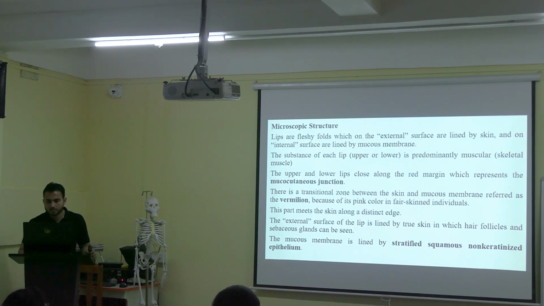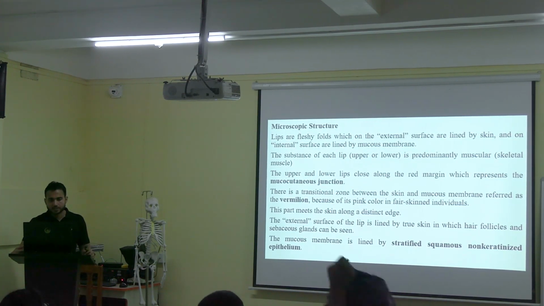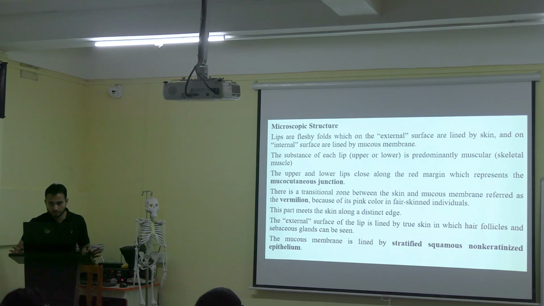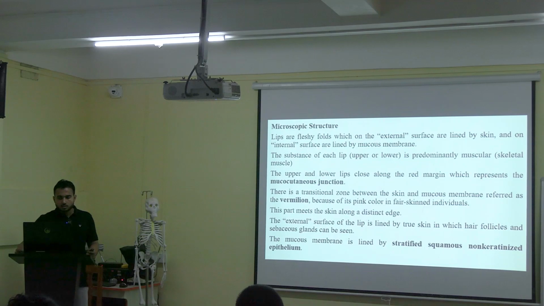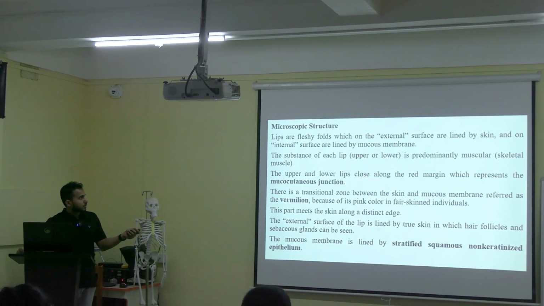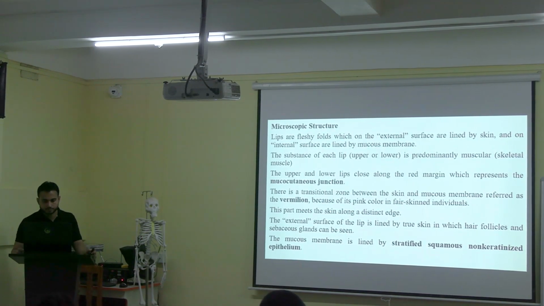Now the microscopic structure. So the microscopic structure of the lip, first of all, it is a fleshy fold, which on the external surface is lined by skin, and on the internal surface it is lined by mucous membrane. Okay. Now the substance of the lip, both upper lip and lower lip, it is made up of what? A skeletal muscle that is called orbicularis oris. Now the upper and lower lip close along the red margin, which represents the mucocutaneous junction, also called the vermilion border. Now in the mucocutaneous junction, what are the changes taking place?